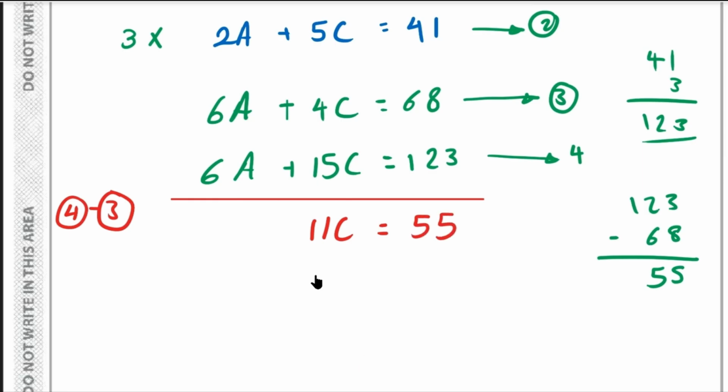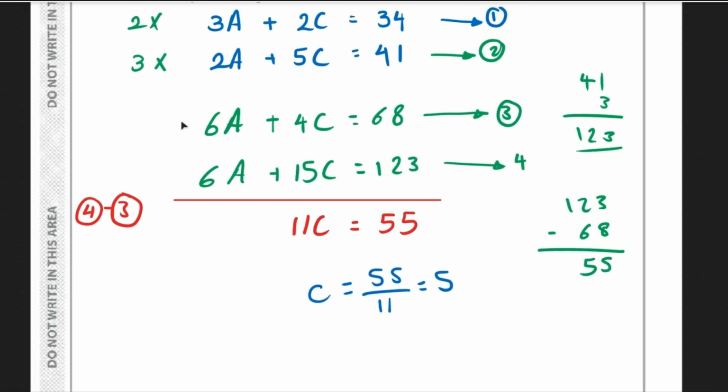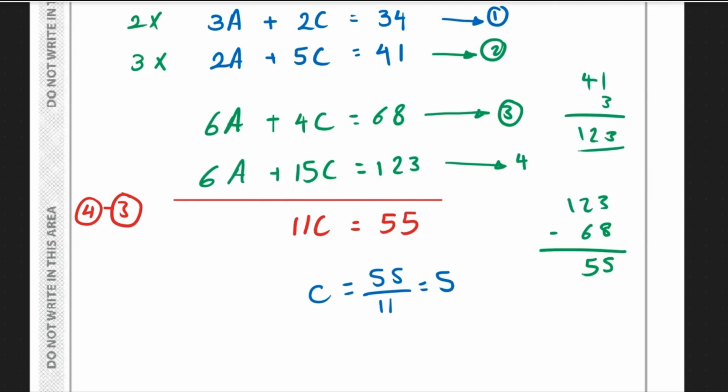And now we would like to get rid of this 11, so we need to bring 11 over to the other side. Now 11 is 11 times c, and times goes to the other side as a divide, so that means c equals 55 divided by 11 equals 5. That means the cost of the child ticket is £5. Now we have the child ticket, 5.